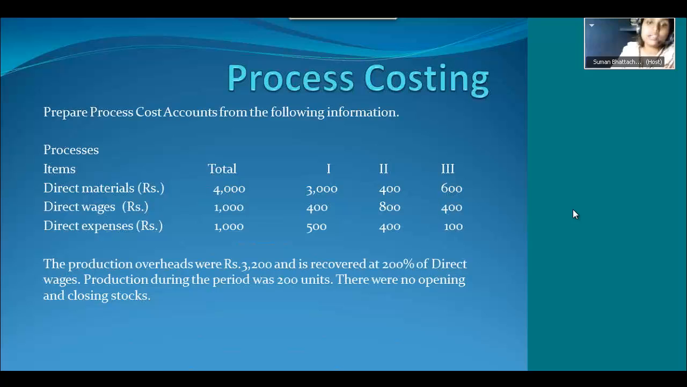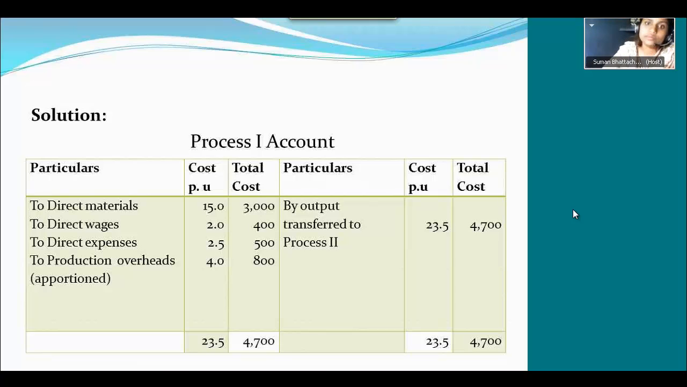So we will start with the first process, that is process 1. So this is the process 1 account. It will have 6 columns. First column particulars, then cost per unit, then total cost column, then again particulars column, cost per unit and total cost column.